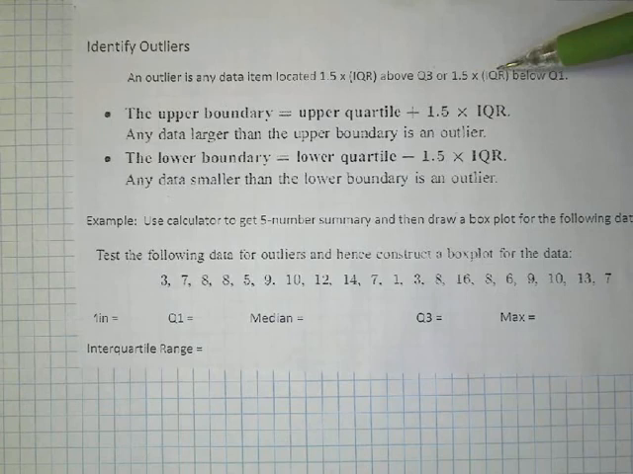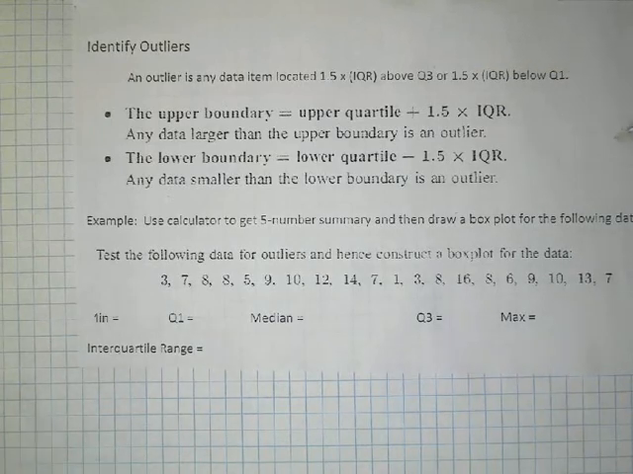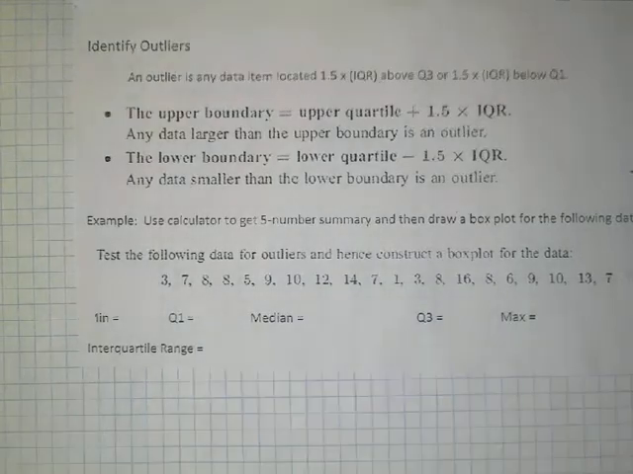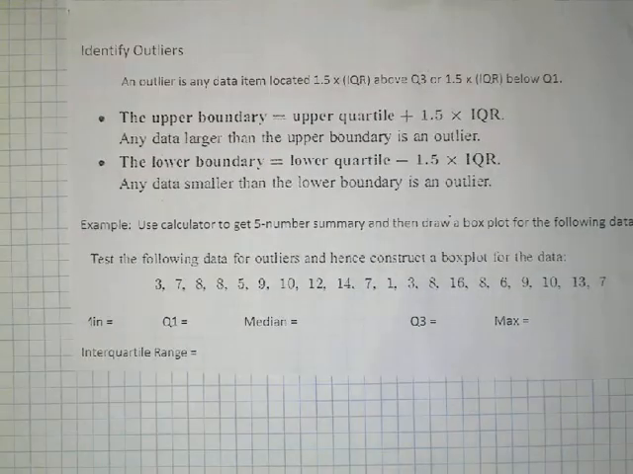times the IQR below Q1. So there's actually a mathematical test to determine if something is statistically an outlier. It's not just a matter of opinion. You can't just say, I think they're an outlier, therefore they are. No, we actually test it mathematically. So in order to do this, we need to find these things.